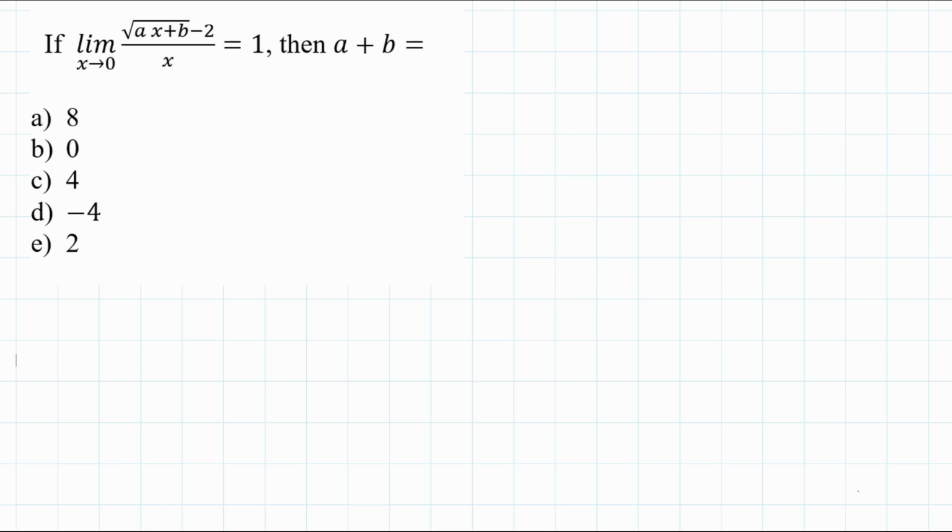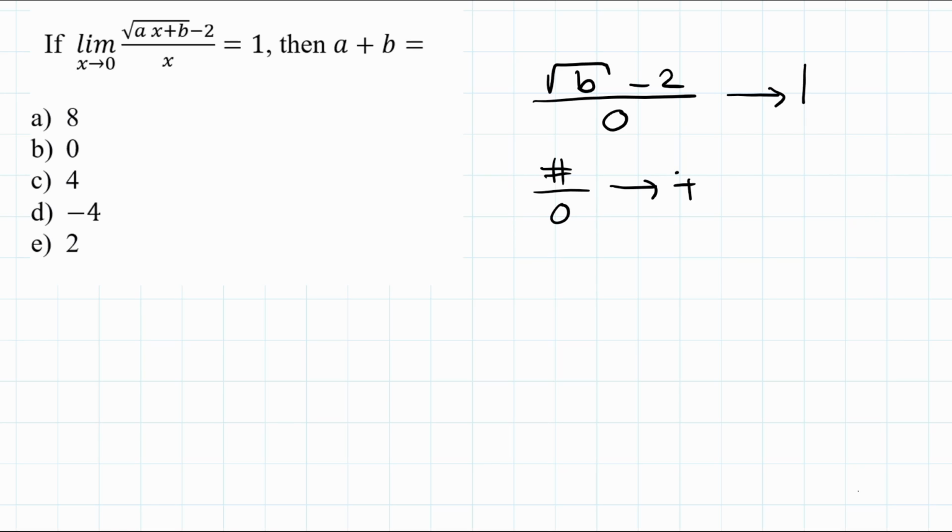Okay, for this problem, let's as usual try direct substitution. As x goes to 0, you will have the square root of b in the numerator minus 2, divided by 0, and that should, as told by the problem, go to 1. Now, you realize that if the numerator is just a number different from 0 divided by 0, then that should go to plus or minus infinity. You cannot just go to any other number.